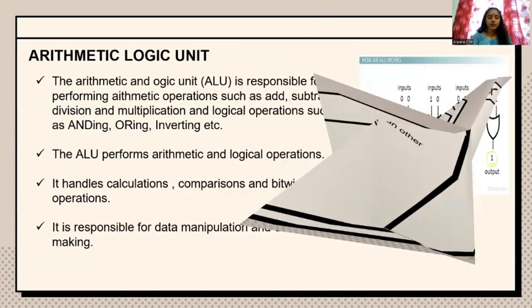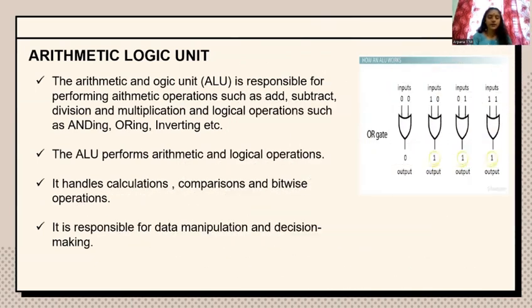Now, the arithmetic logic unit. ALU generally stands for arithmetic and logic unit. It is mainly responsible for performing arithmetic operations like addition, subtraction, division, multiplication, and also logical operations. Logical operations are things like ANDing, ORing, inverting, etc. The ALU performs both the arithmetic as well as the logical operations. It handles calculations, comparisons, and bitwise operations. It is mainly responsible for data manipulation and decision making, not only arithmetic operations.